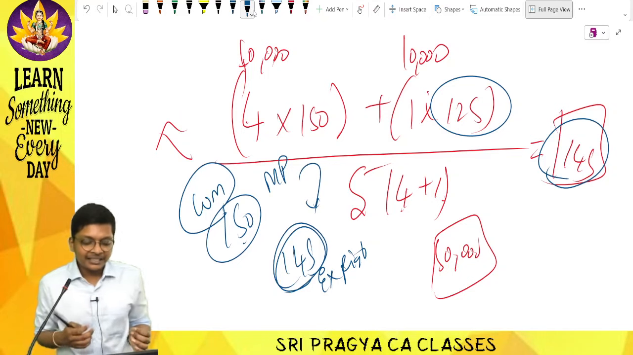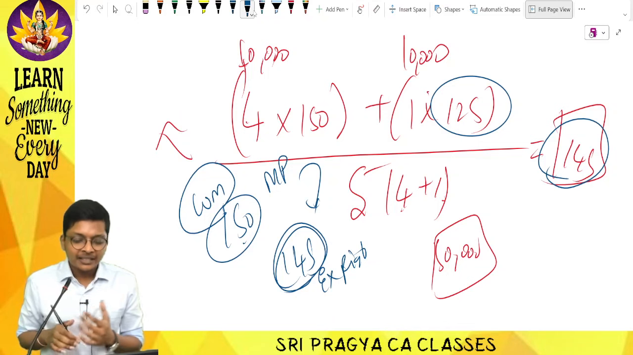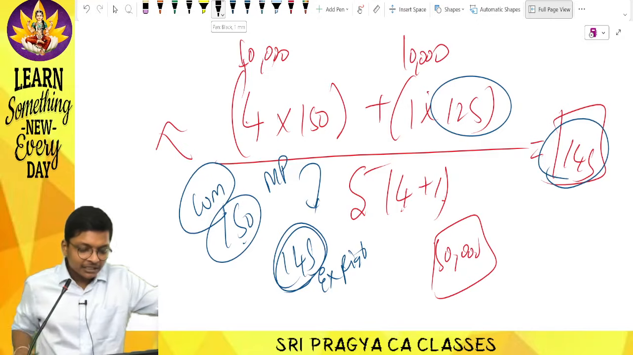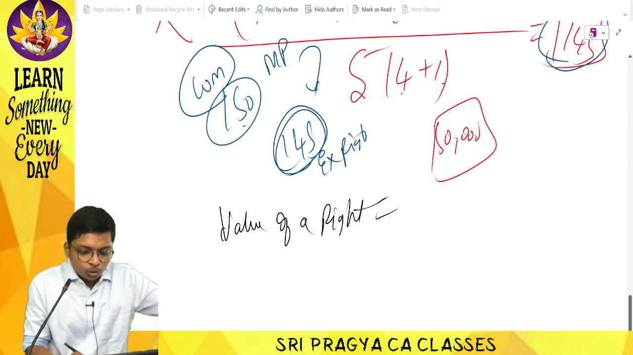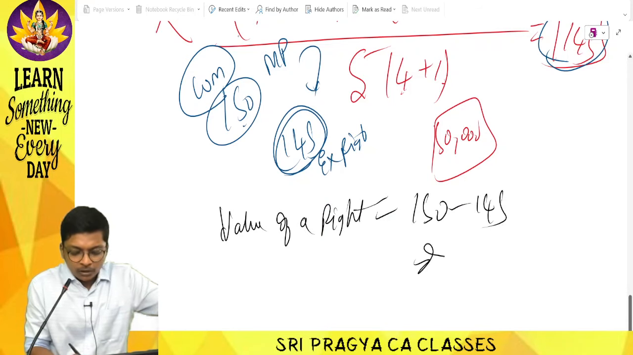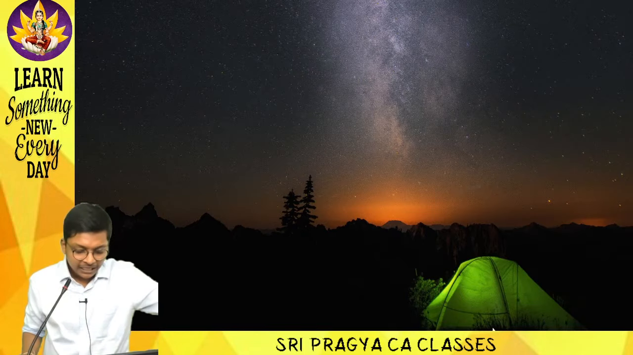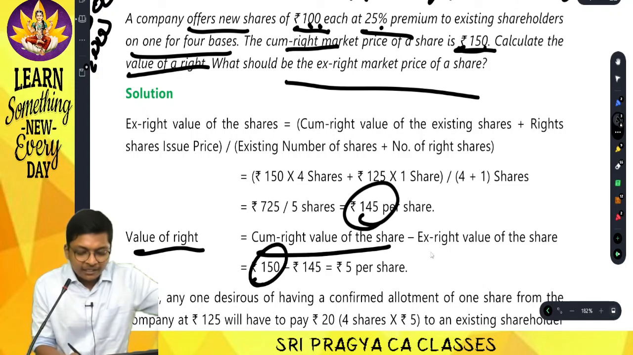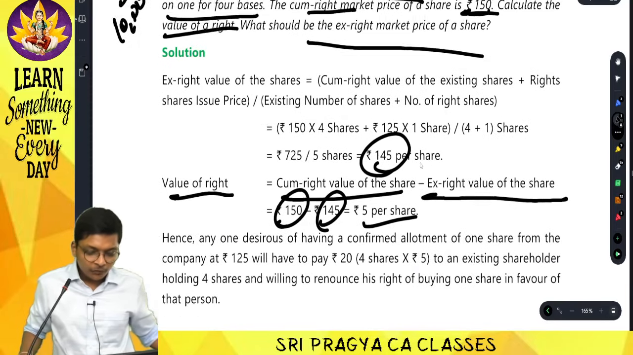Are you clear till here, guys? Before the rights issue 150, after the rights issue 145. That means 150 fell to 145 because of rights. Therefore, the value of a right is equal to 150 minus 145, which is 5. That's what we have here. Cum right value minus X right value is 5 per share. Are you able to follow, guys?